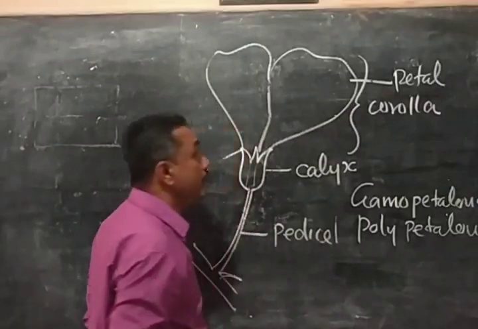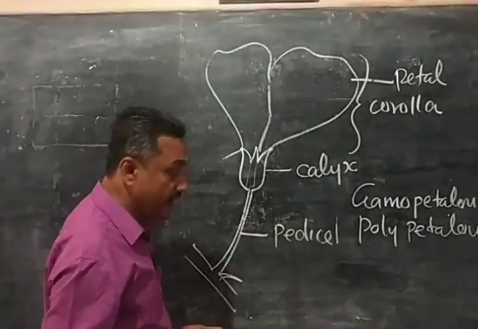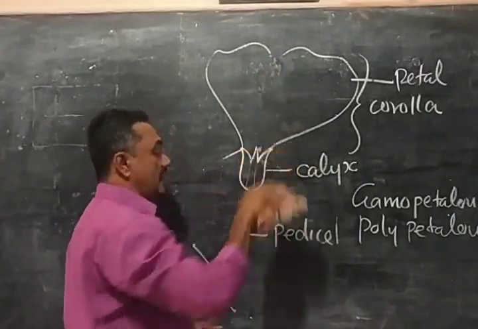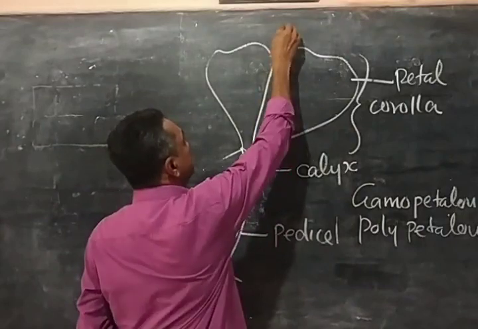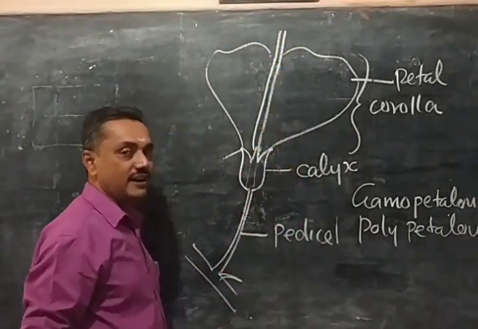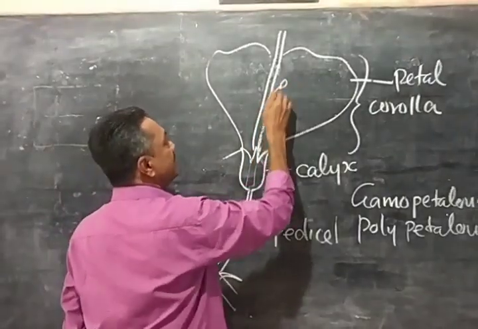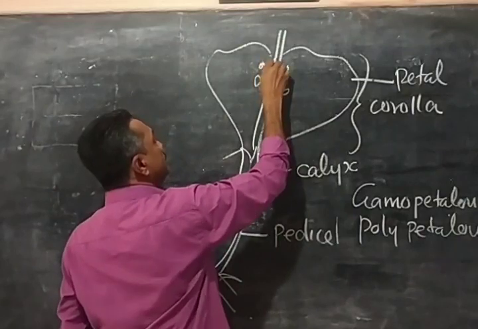And inner to that, there is a structure like that. You can see the flower clearly. Inside that, there is a red structure like that, and structures like these. This is the male part of the flower.